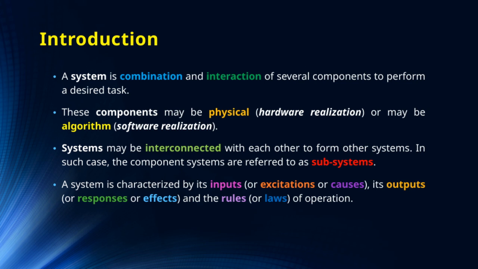A key point to remember is that a system is characterized by its inputs, which are also called excitations or causes, and its outputs, which are responses or effects. These inputs and outputs are governed by certain rules or laws of operation that dictate how the system functions. Understanding these fundamental aspects helps us grasp how systems work and how they can be designed and analyzed effectively.